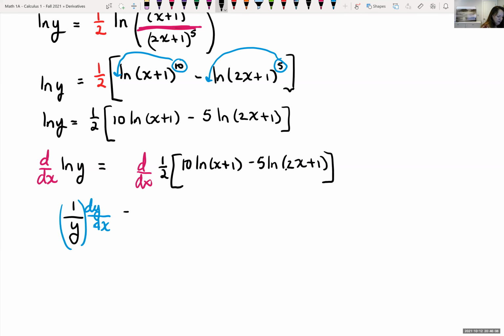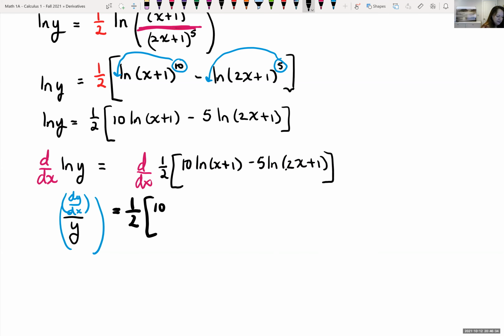Equals. So I really don't like that over here. So think of dy dx, that's the derivative of y. Let's just put that in the numerator. Okay. Is equal to, we still have that 1/2 out front. And now we can go through and take the derivative of each piece.